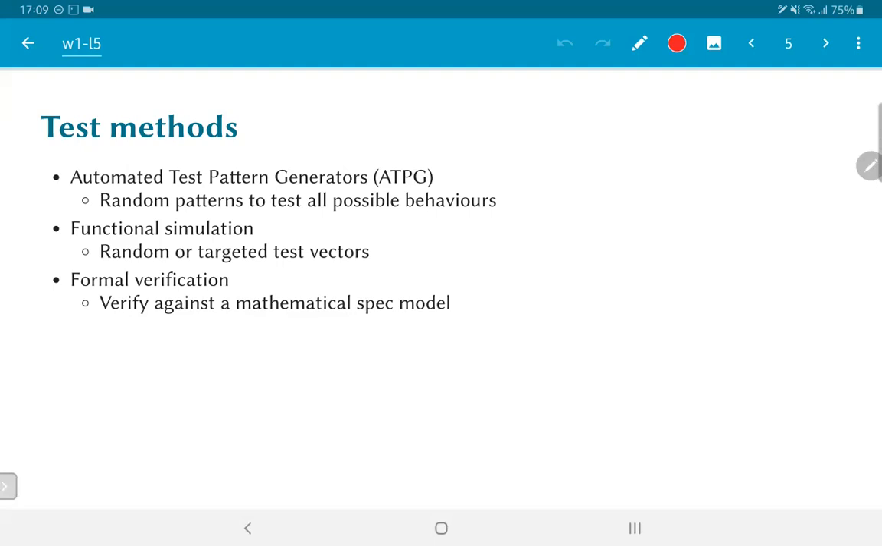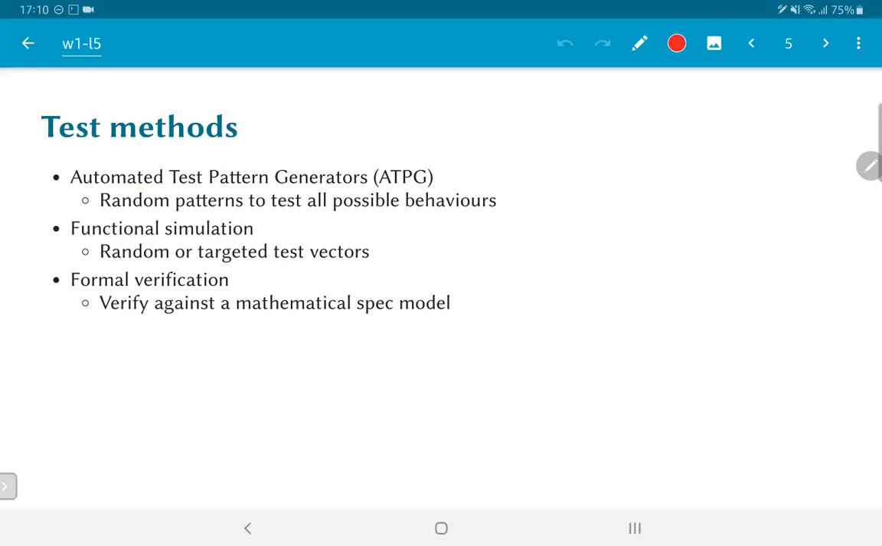The next possibility is that we do some kind of functional simulation, either with random vectors or some kind of targeted test vectors. We know what kind of inputs are likely to be seen by the system in real conditions, or we know what kind of inputs are likely to cause problems. We apply those specifically and check whether the system behaves correctly under those targeted inputs.